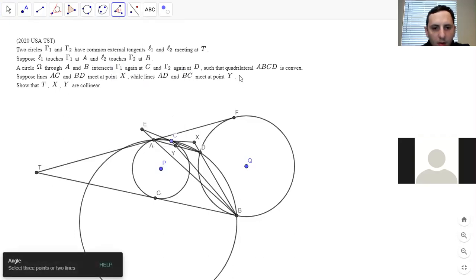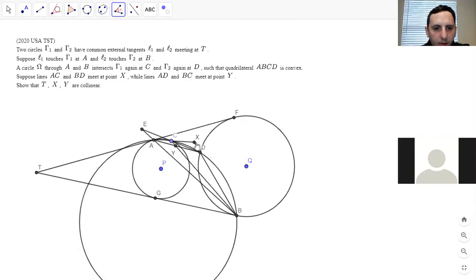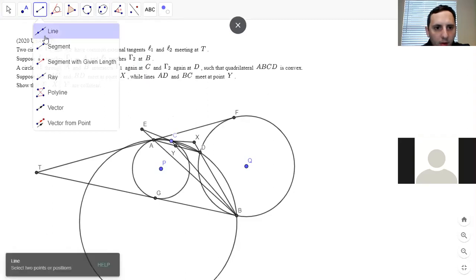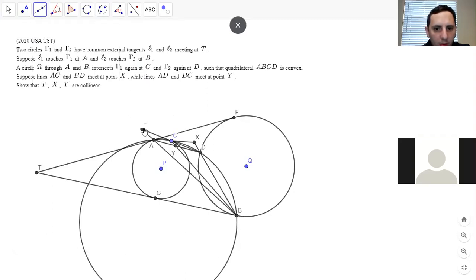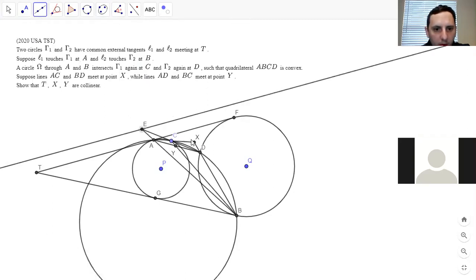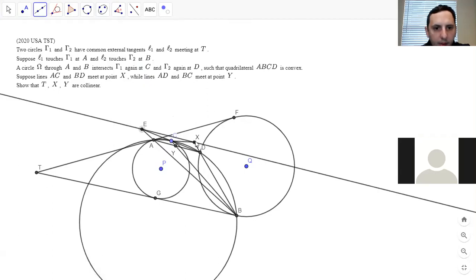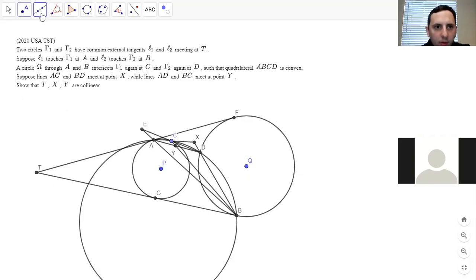Can you intersect EX with AB? EX and AB? Oh, TX, or wait, TX you mean, right? Sorry, TX.